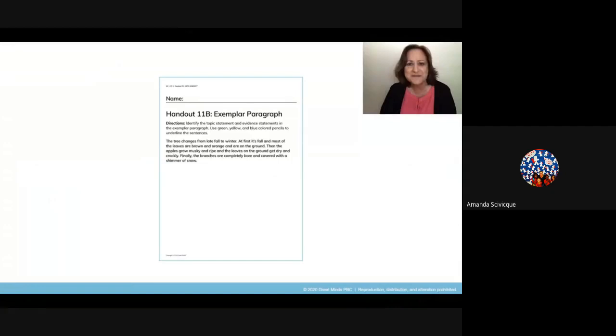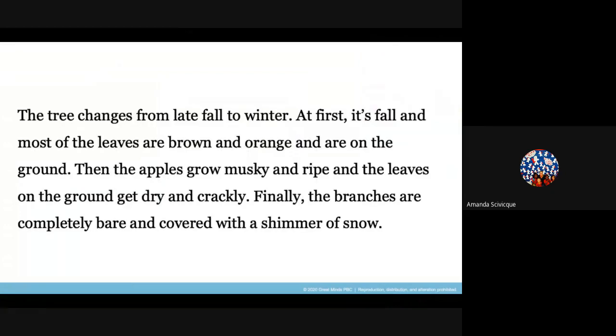Read this paragraph to yourself on your copy, and then we'll read it together. As you read, keep this question in mind. What is this paragraph about? I'm going to stay off the slide so you can pause to read the paragraph to yourself. Hit play when you're ready to continue.